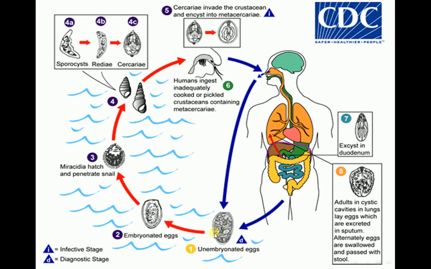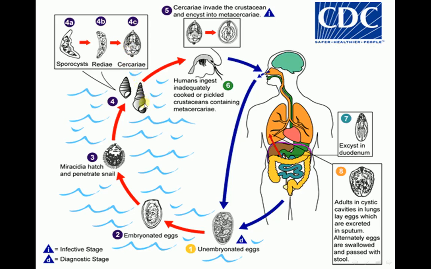These eggs need an aquatic medium, and after a period of time, about 15 days, the eggs will have embryos, which are called miracidia. They hatch from eggs and swim to find the first intermediate host, which is a suitable snail. Miracidia penetrate the snail and convert to the larval stages: sporocyst, first generation of redia, second generation of redia, then convert to the larval stage, cercaria.